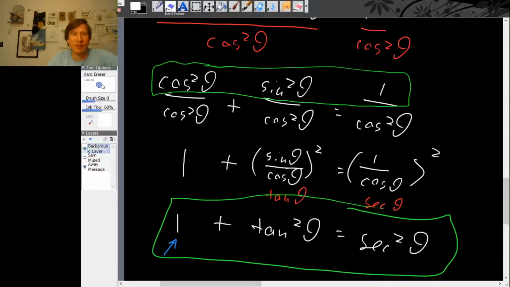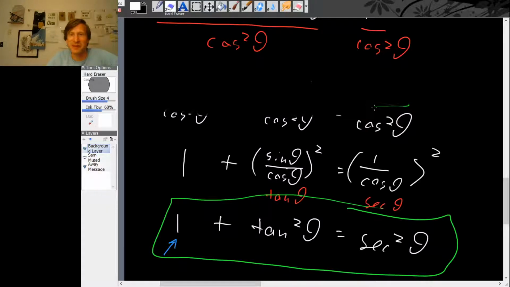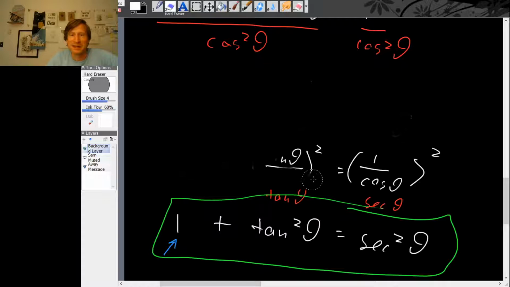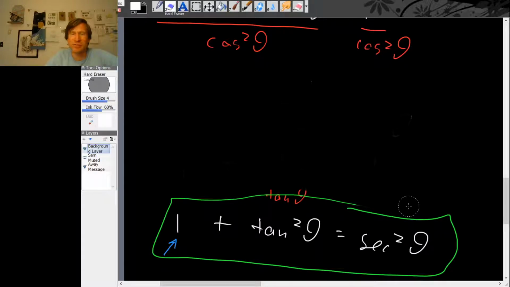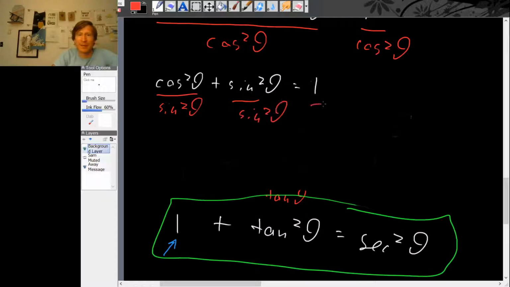You might not be surprised to find out that if you start with the sine and cosine version of the Pythagorean identity again, so let me back up. I need to erase to give myself a little more room. If we start with the sine and cosine version, that's cosine squared theta plus sine squared theta equals 1. If we divide everything by sine squared instead of cosine squared, and on the right-hand side as well, then we get another Pythagorean identity that looks a little bit different.